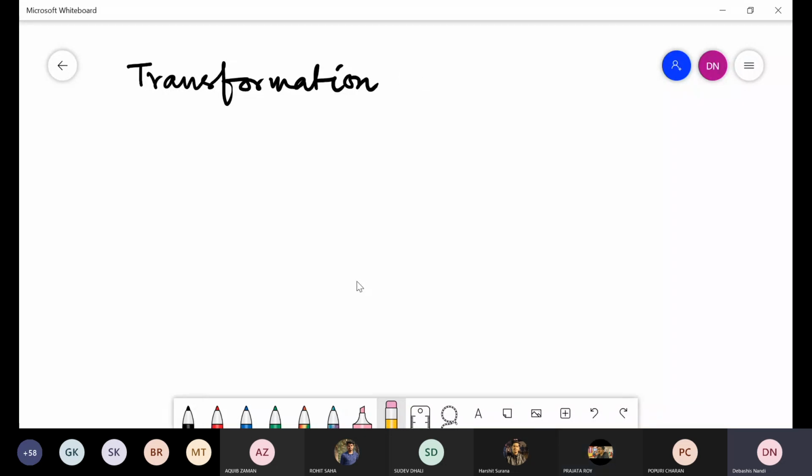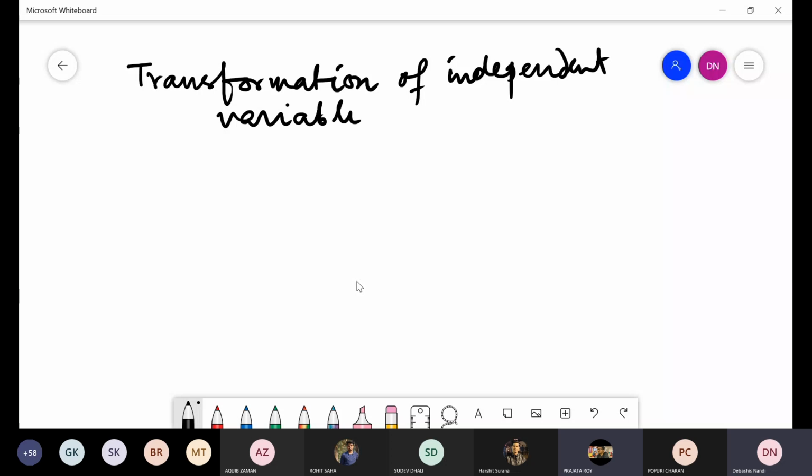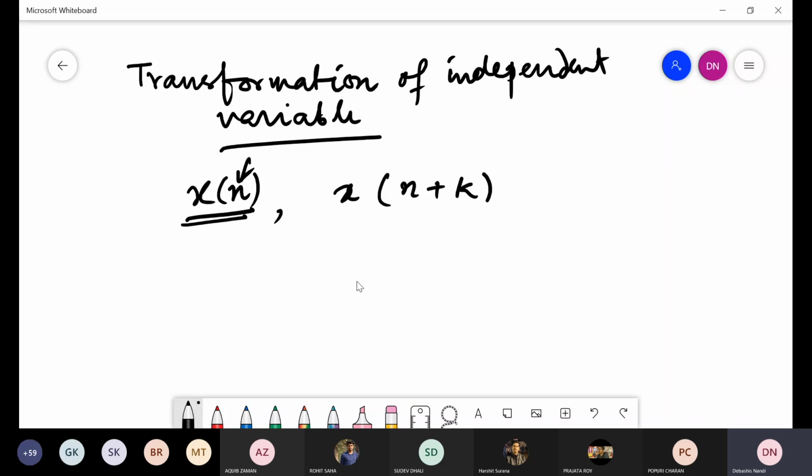Transformation of independent variables. So I was discussing this particular topic, and I told that if a signal is given, suppose x[n] is the signal, its independent variable is this argument n, which is an integer variable in case of a discrete time signal, and you can transform this variable n by writing like this. In place of n, you can write n plus k or n minus k, x[n minus k], where k is another integer, okay?